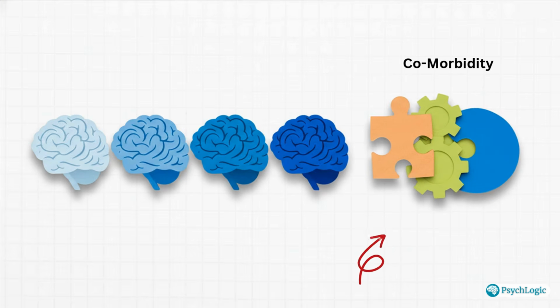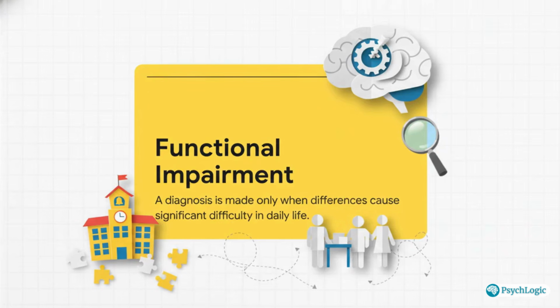We call that comorbidity. So this is the really crucial part. What's the line between just having some traits and having a clinical disorder? Well, the answer is functional impairment. A diagnosis is only made when these developmental differences cause significant, real-world difficulty in a person's life, whether that's socially, at school, or at work. Without that impairment, we just call it a difference, not a disorder.